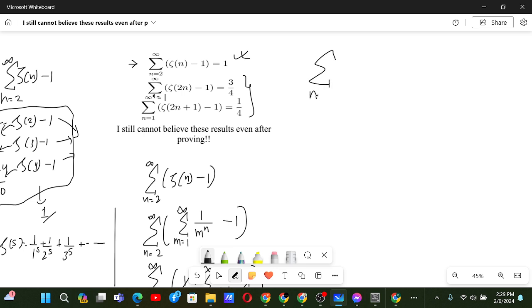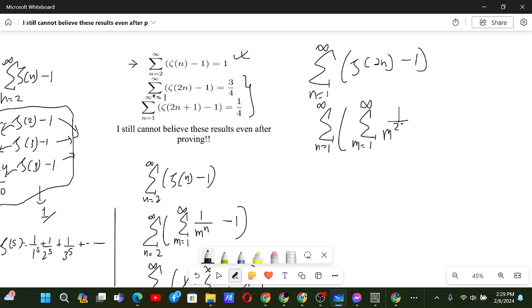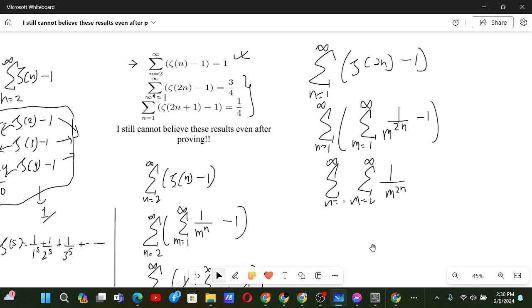Okay, so sum from n equals 1 to infinity of the Riemann zeta of 2n minus 1. Similar procedures. Sum from n equals 1 to infinity of the Riemann zeta of 2n, so sum from m equals 1 to infinity of 1 by m to the power 2n, minus 1. Now similarly, the first term will cancel out with 1. So we have the sum from n equals 1 to infinity, sum from m equals 2 to infinity, and then we have 1 by m to the power 2n. Again, we have similar procedures.